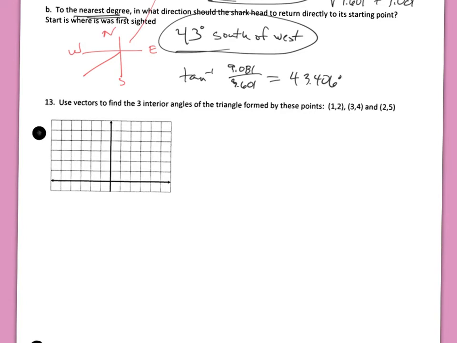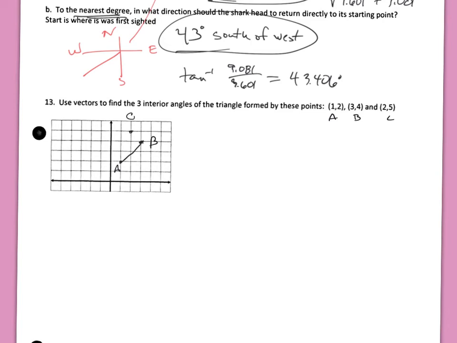Last one. Just to make this easier, on the quiz I labeled these better after realizing this was pretty difficult to identify what was happening. So sorry, label them yourself. I'm just going to call them A, B, and C, because I don't really have better names than that. A is at 1, 2. B is at 3, 4. And C is at 2, 5.